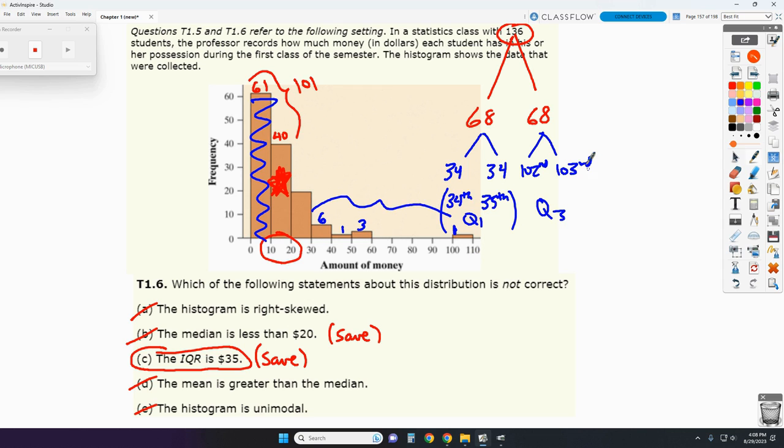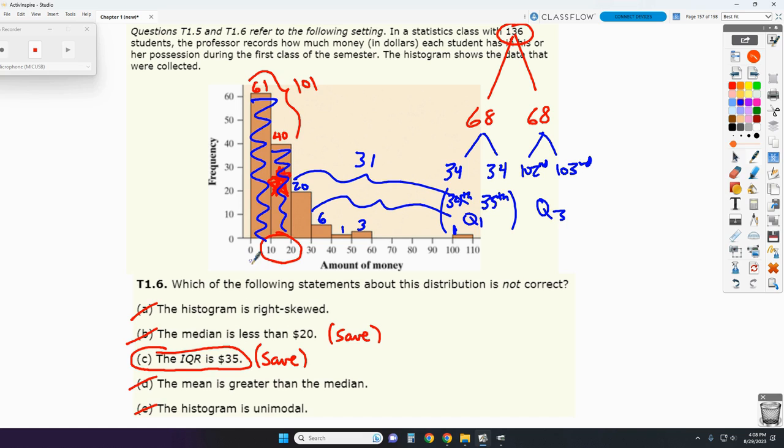And I need to be able to go down 32 students. This is about 20. There's about 31 students. Again, I need to go 32 down. So I think Q3 is between $10 and $20. So could I say it's 35?